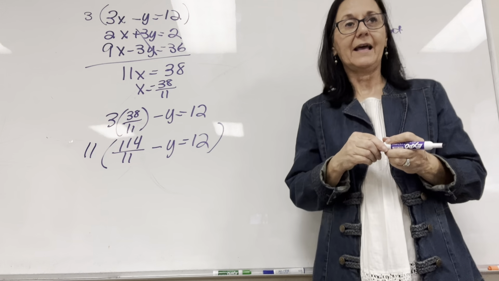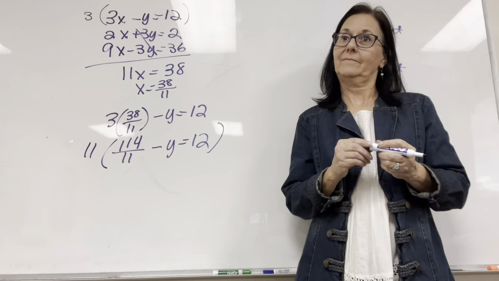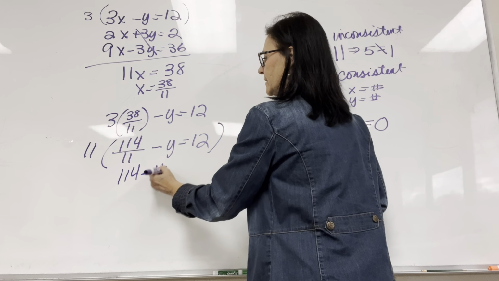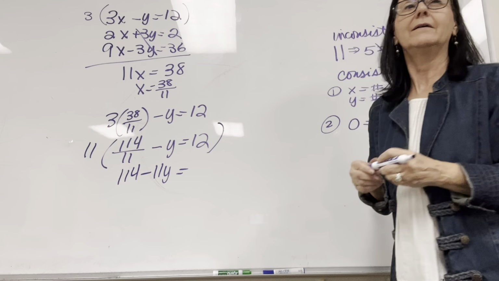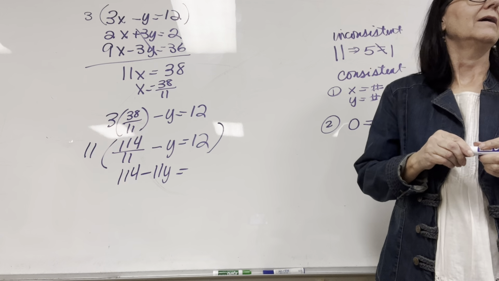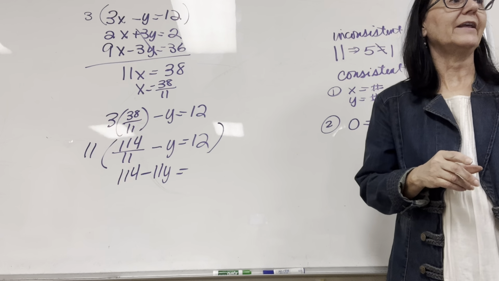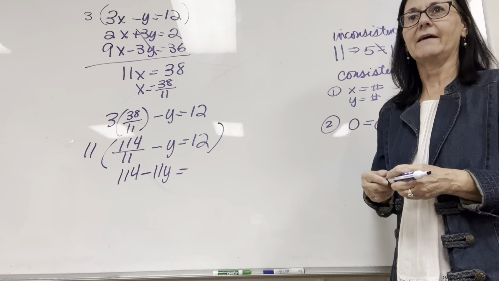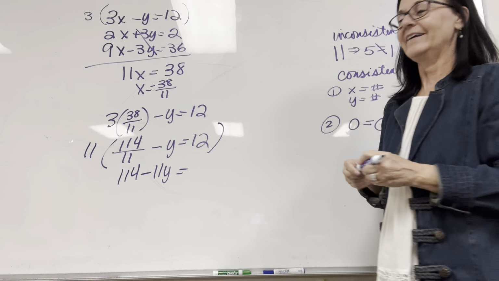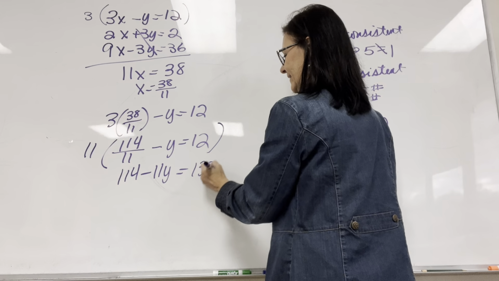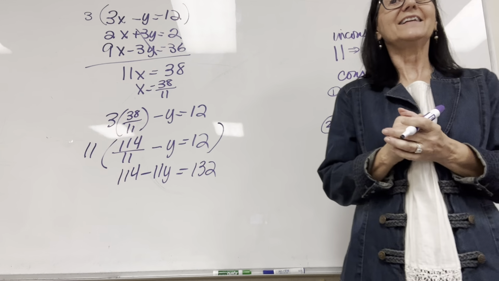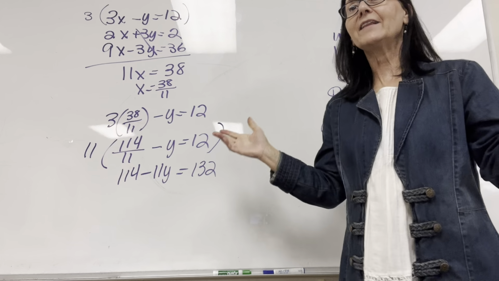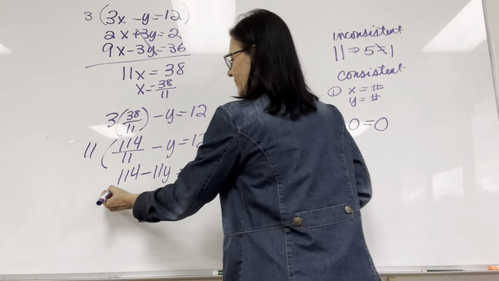Okay, those of you that had me last year should remember this. So we have 114 minus 11y. What's 12 times 11? 121 is 11 times 11, so it's another 11, 132. Yes, 132. Subtract 114.